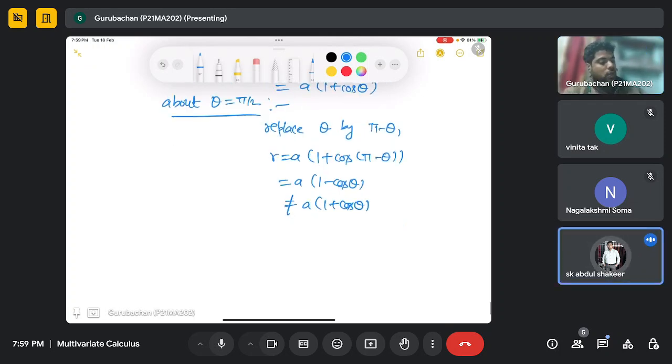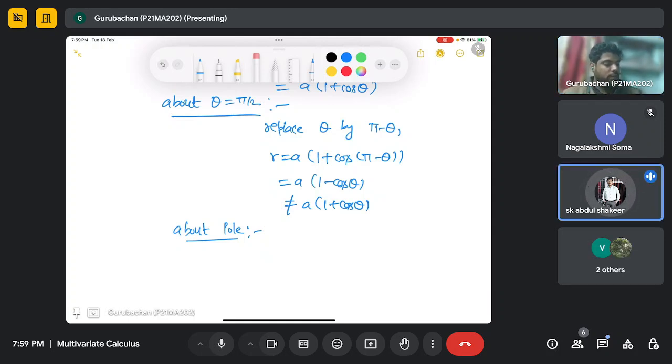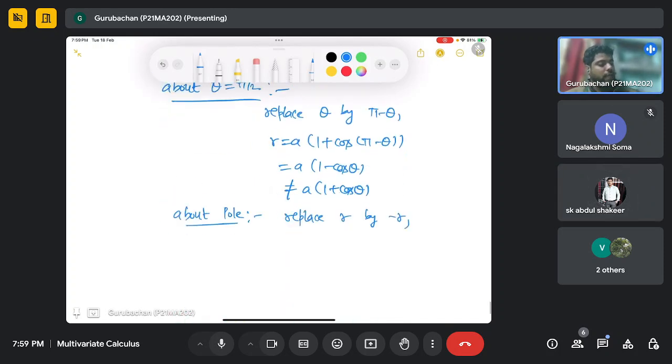Now, what about the pole? Pole means pi plus theta, sir. For pole, pole and origin. Origin means the radius is replaced by 0. r by minus r for pole. So it will give us minus r equal to a into 1 plus cos theta, which will change our equation again.